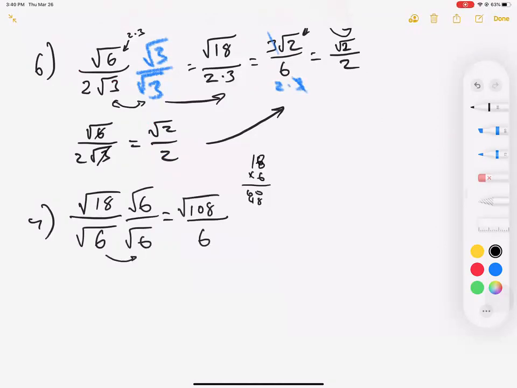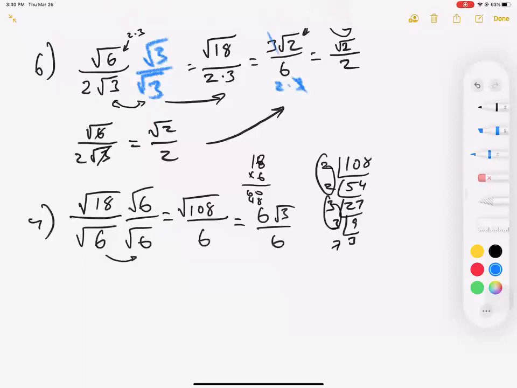Now you want to simplify the square root. 108, 2, 54, 2, 27, 3, 9, 3, 3. Have a pair. We end up with a 6 on the outside. Left over the 3 over 6. Hey, I can reduce this. That becomes square root of 3. Now that seems like a lot of work, but you practice it, we get better at it. We'll be doing this all the way through high school and into college.